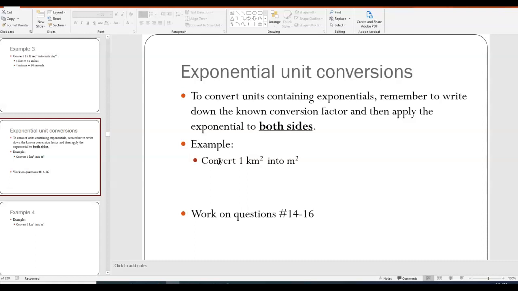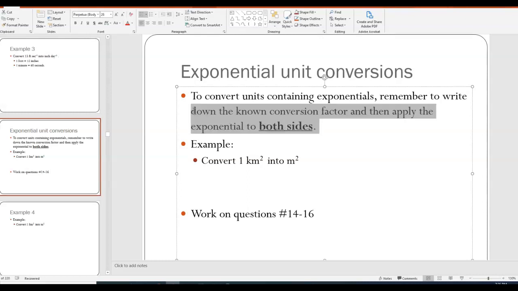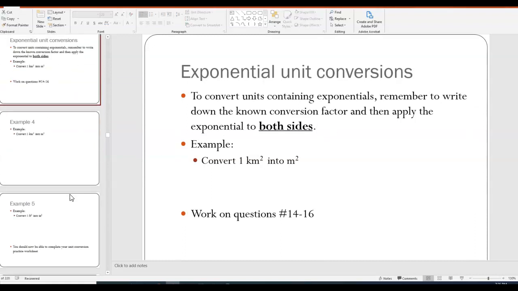Okay, now here's the trick to doing these type of problems. You write down the known conversion factor and then you apply the exponential to both sides. Now, if you just read that and write that in your notes, by itself it doesn't really make any sense. So I'm going to show you what this looks like with 2 examples.